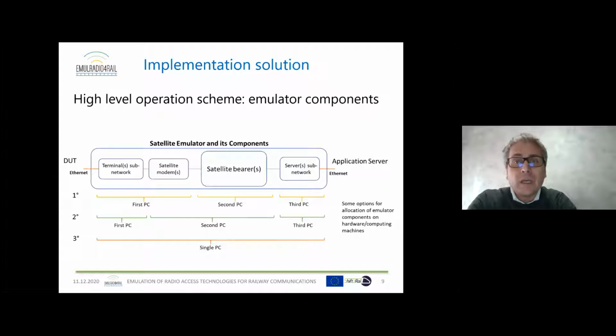Which are the main components of our satellite emulator? If we consider this slide, the first figure in the bottom, in the first part of this slide, we can consider the satellite emulator and its components as terminal subnetwork, satellite modems, and satellite bearers. This is the entire bearer part of the satellite emulator, and then the server subnetwork. These four components are included in the satellite emulator.